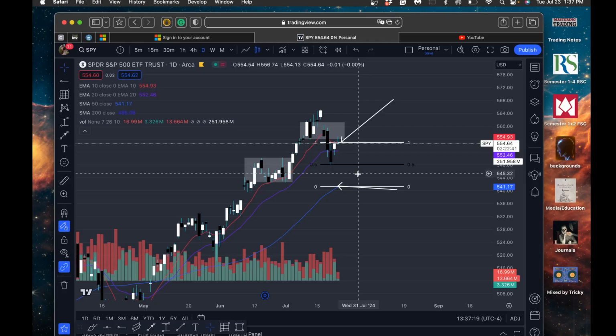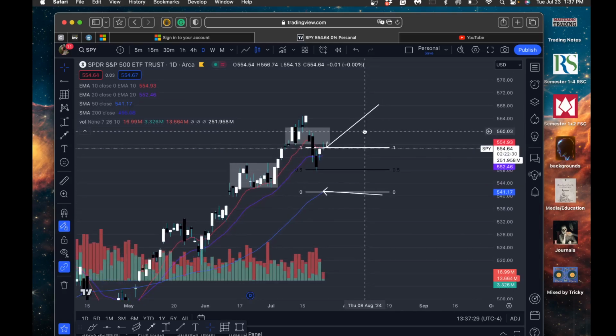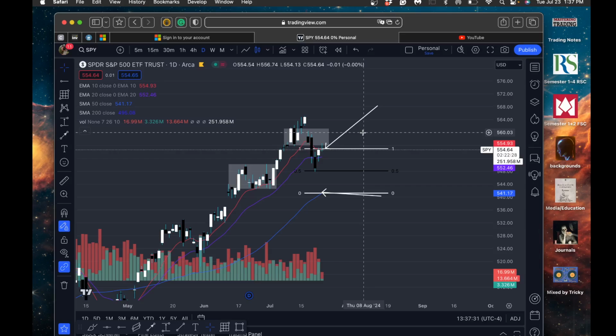There's nothing for me to do. I can only short if we're below the 50, 10 and 20, or I can only long when we're above the 50, 10 and 20. So not really too much for me to do here with the indices in a tough spot.